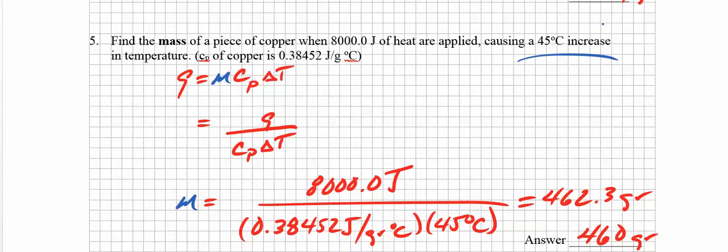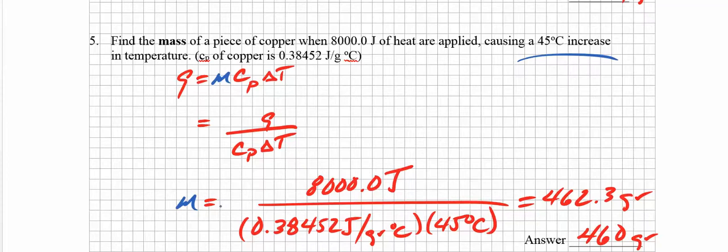So let's use our formula. We have Q is equal to M times C sub P, that's specific heat, times delta T. We're going after M. I've colored it in blue to indicate that that's the one we're looking for. So we're going to say M is equal to, I'm going to divide everything by C sub P delta T. So I get that's equal to Q over C sub P delta T.